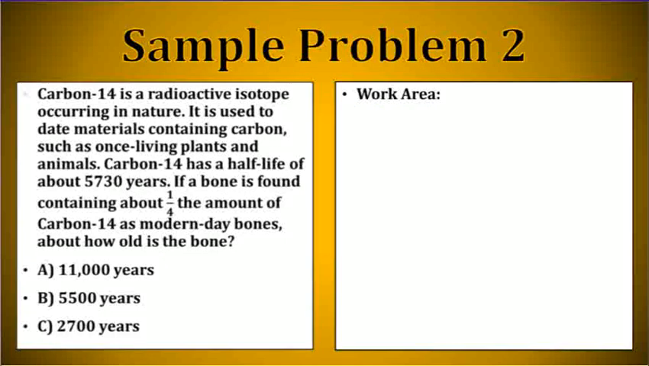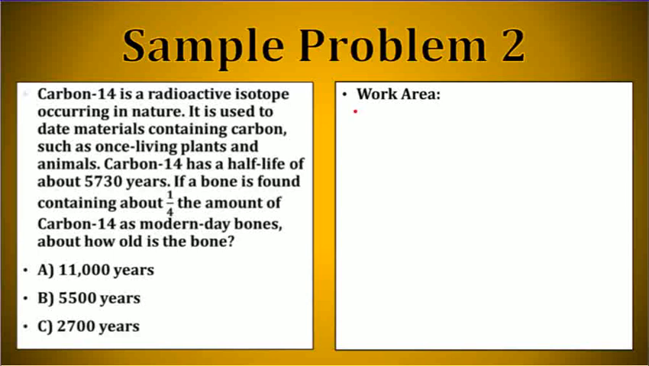Next problem, carbon-14 is a radioactive isotope occurring in nature. It is used to date materials containing carbon, such as once living plants and animals. Carbon-14 has a half-life of about 5,730 years. If a bone is found containing about 1/4 the amount of carbon-14 as modern-day bones, how old is the bone?